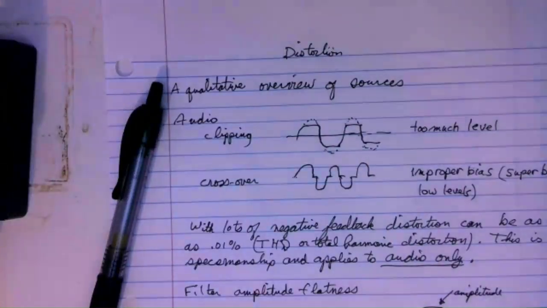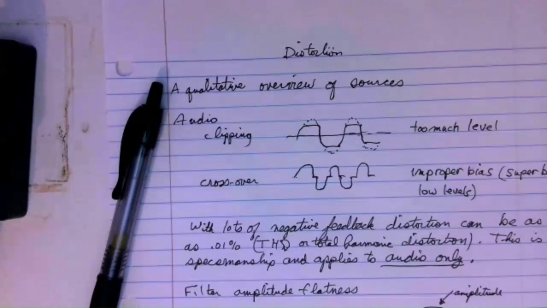Okay, let's talk about distortion. This will be our last metric that doesn't involve an interferer. Just a desired signal only, you can have distortion issues. So let's go over a qualitative overview of some of the sources.